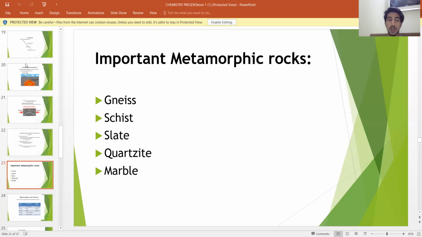Some examples of important metamorphic rocks that are used in our daily life activities are marble, which is used in our houses to decorate the floor, quartzite, slate, gneiss, and schist.